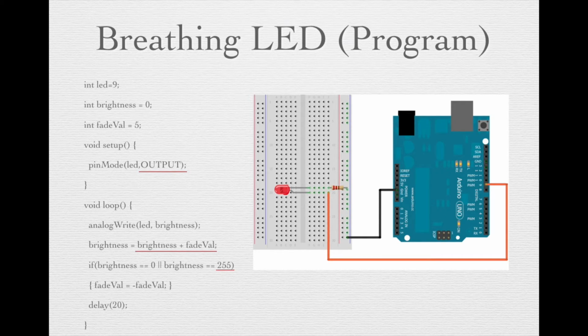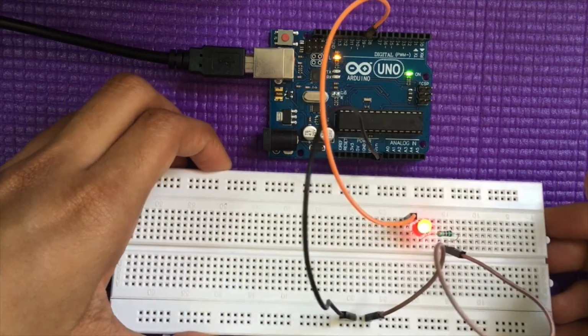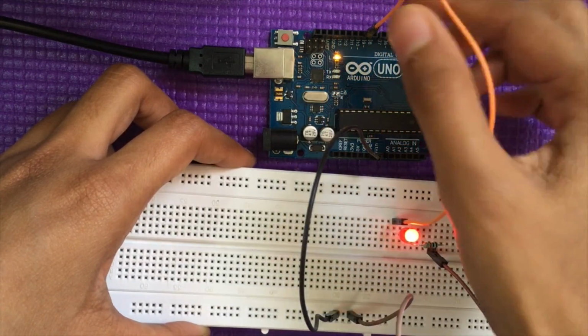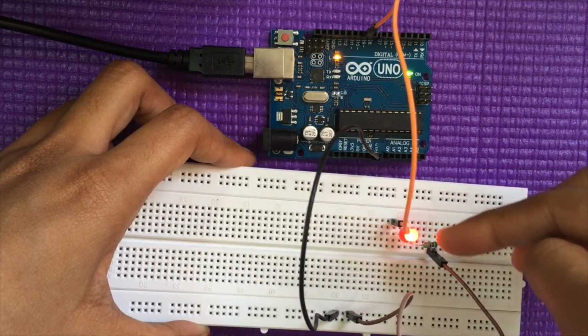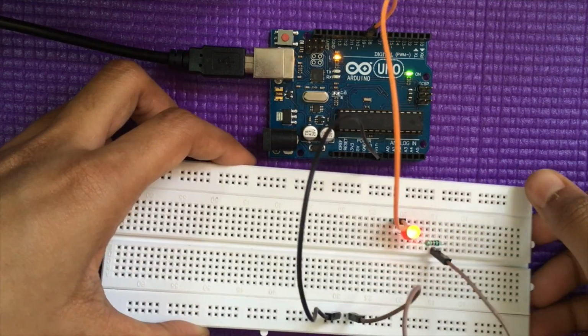Now I have built the same program and dumped it into my Arduino board. Let us now watch the output of this. I have made the connection as shown in the circuit diagram. The positive leg of the LED is connected to the 9th pin, and the negative leg to the resistor and then to the ground. So now you can see the LED is fading on and off.